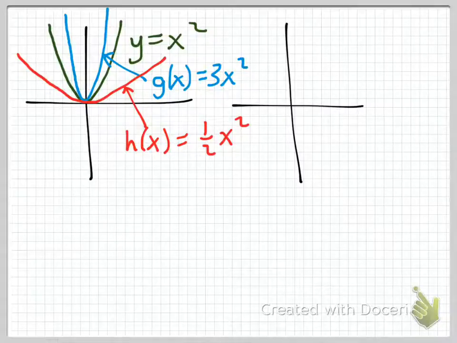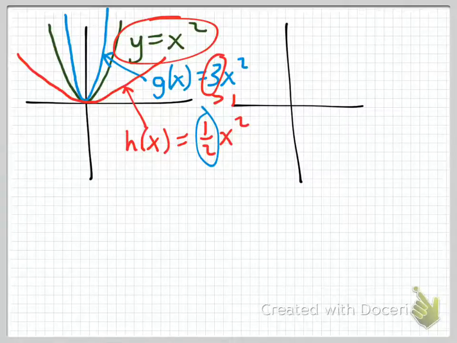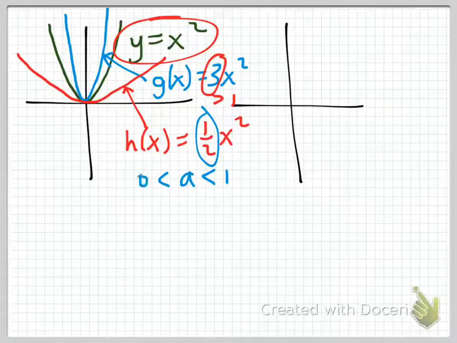So we can see what happens to the actual graph of our original function, x squared. It gets a little skinnier if the coefficient is greater than 1. And then if the coefficient, a, is greater than 0 but less than 1, then it just makes the graph of x squared a little bit wider. But nevertheless, they all have the same vertex at 0, 0, and the general shape is the same. They're all parabolas.